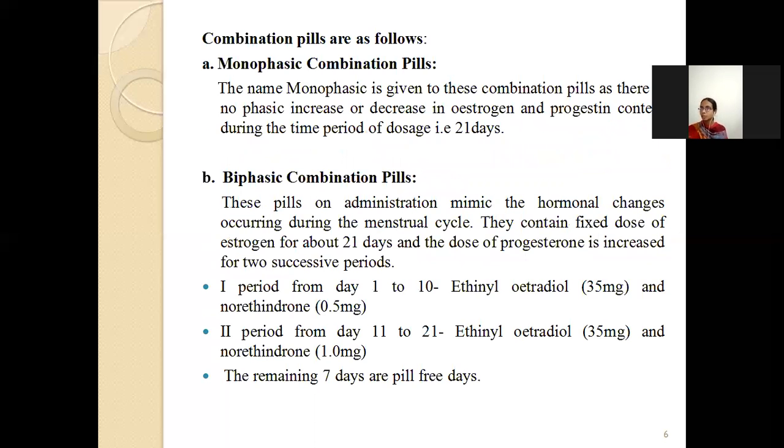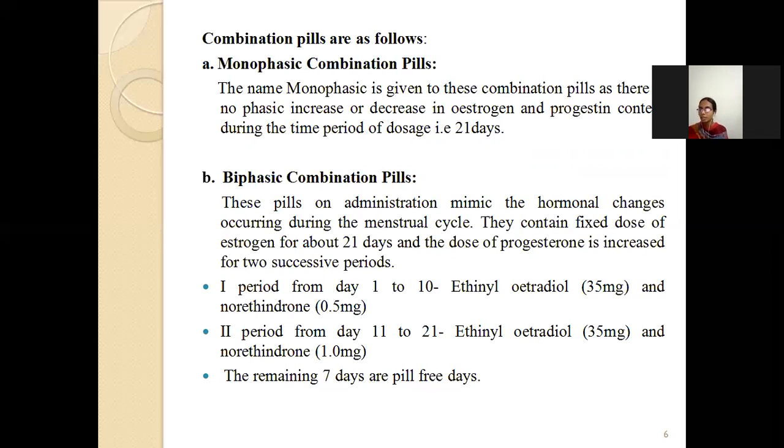So the combination pills are of three types, that is monophasic, biphasic and triphasic. So how many? Three. That is monophasic combination pill, biphasic combination pill and triphasic combination pill. Here we will use both progesterone and estrogen, but the concentration of the progesterone and the estrogen is different in these three types of pills. So let's discuss what the monophasic combination pill is.